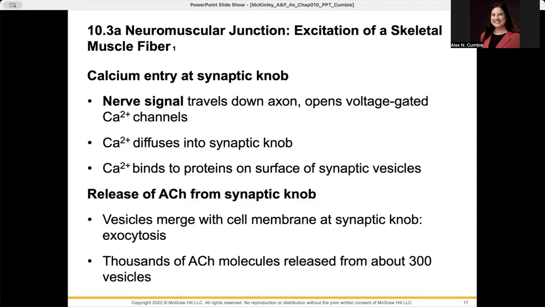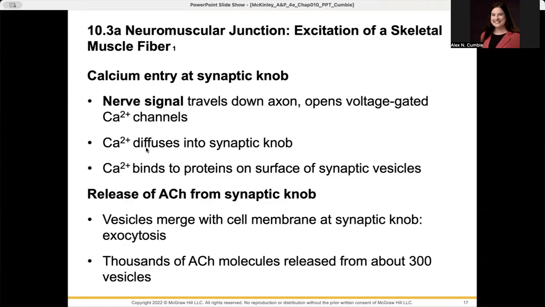And again, the axon is just the part of the neuron that communicates. It's like an extending arm that communicates with other cells. And so when it becomes stimulated, a nerve signal, an electrical signal, travels down the axon and eventually makes its way to the synaptic knob. And when that electrical potential changes, it opens these voltage-gated calcium channels.